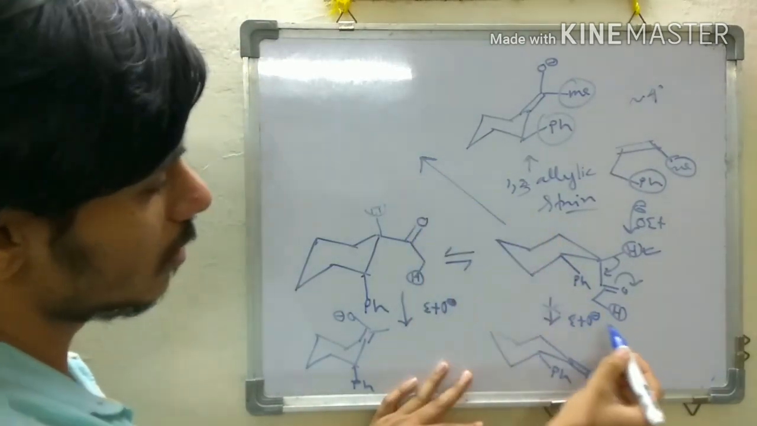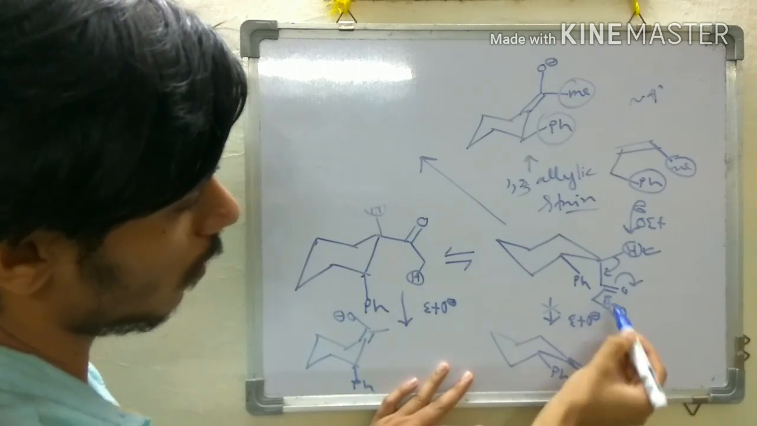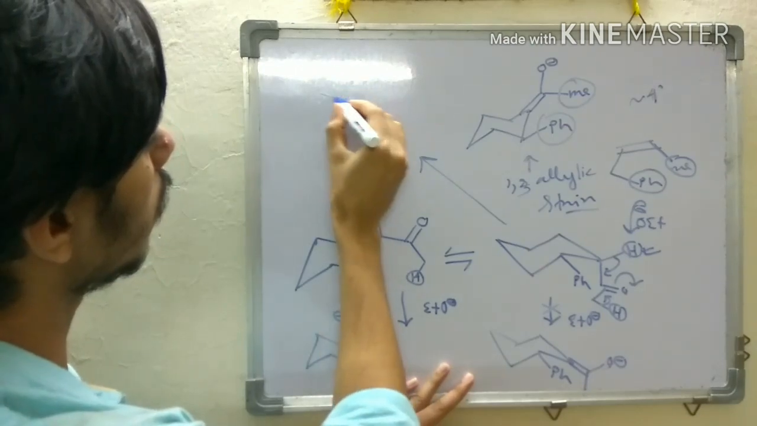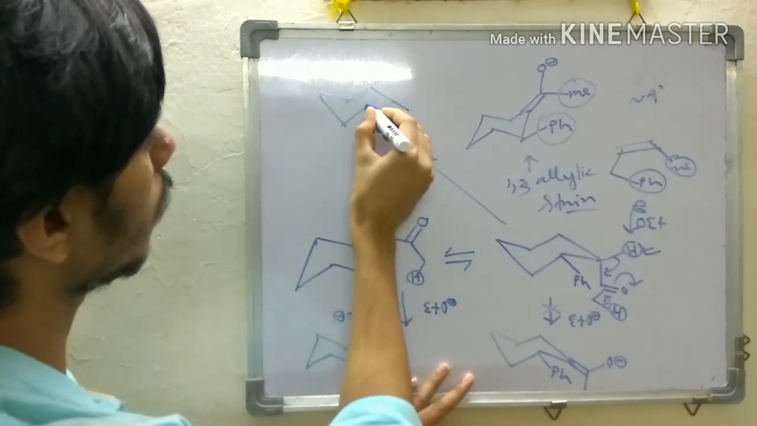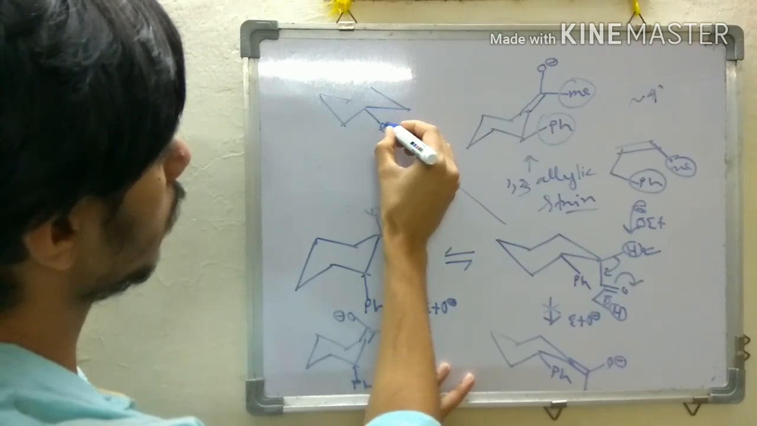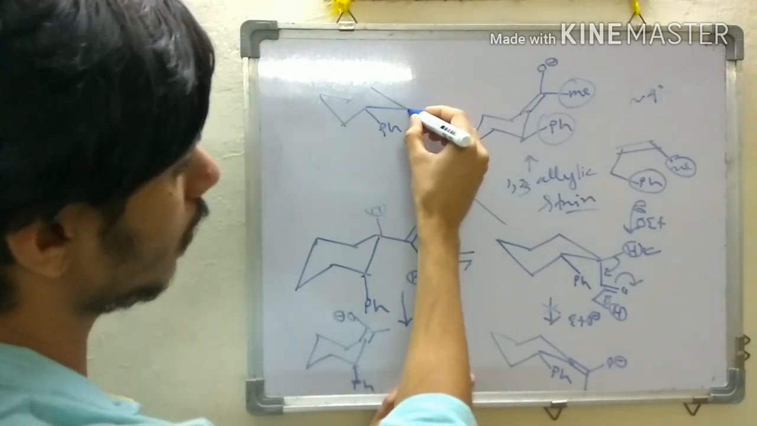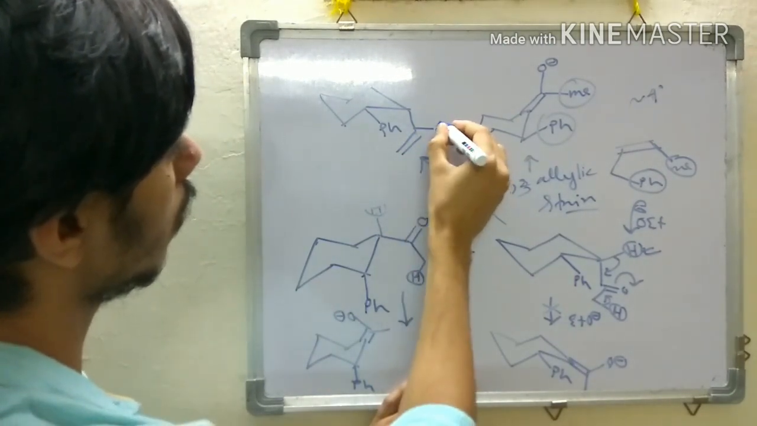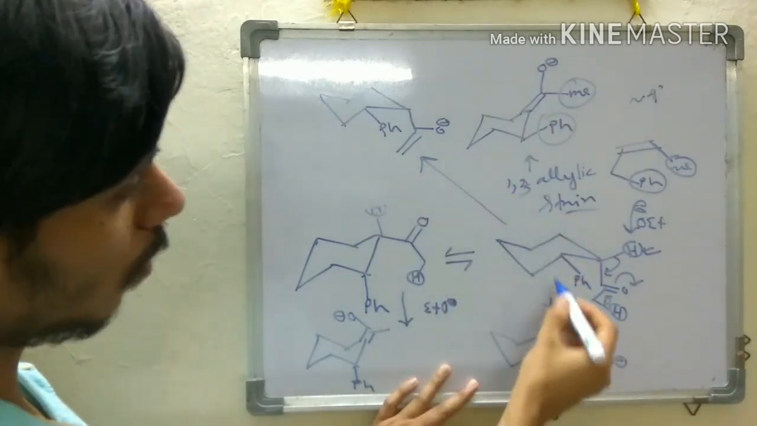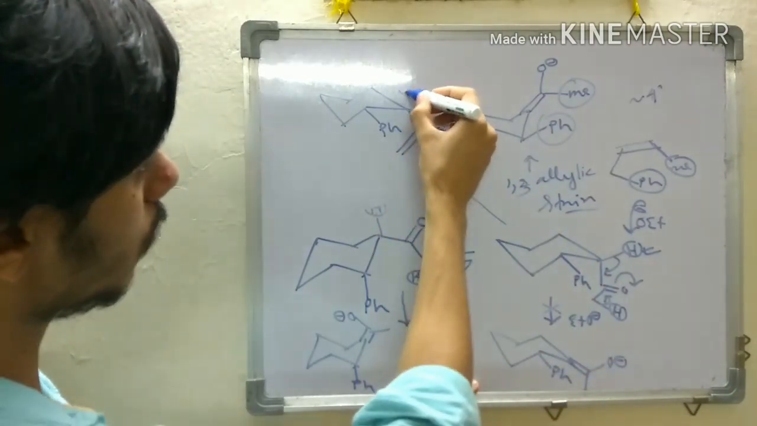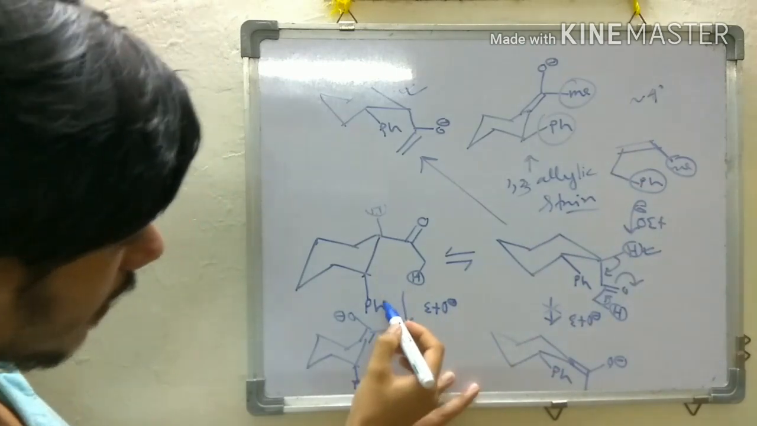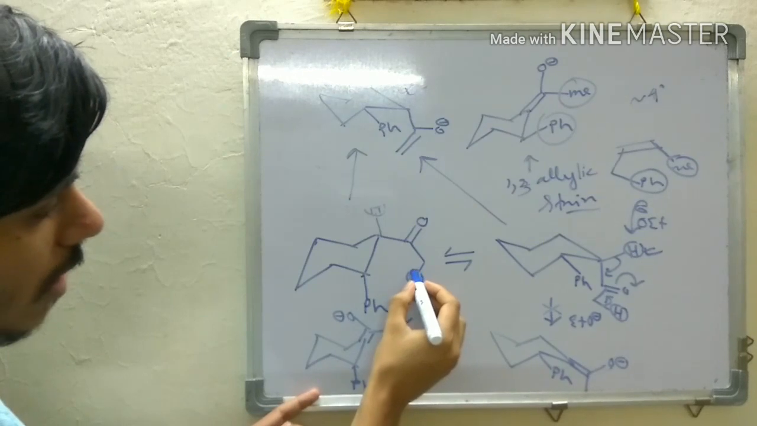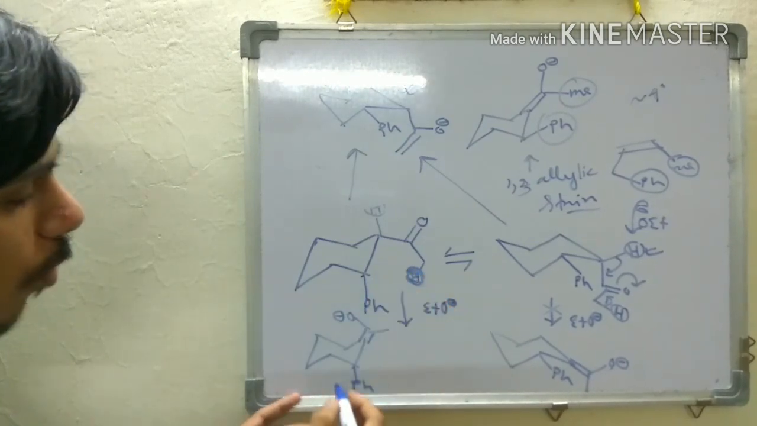Instead, this proton will go, because it will give you this enolate. So from this particular isomer, this enolate formation will occur and not this. And from this one also this enolate can be formed, because in this case also this hydrogen is more accessible. Now what about this one?